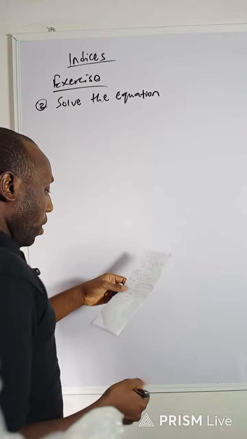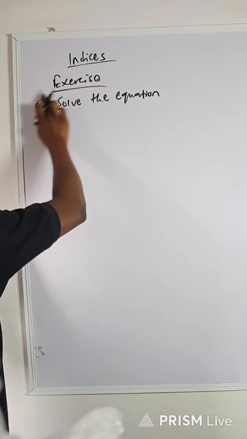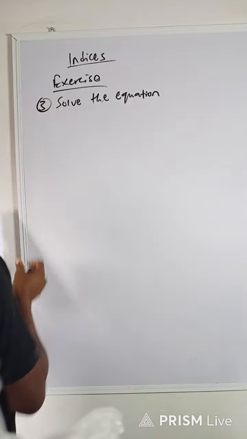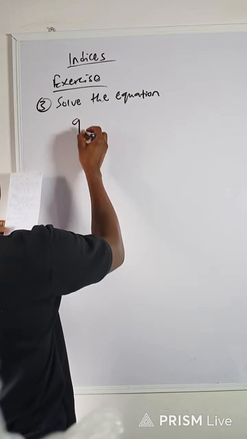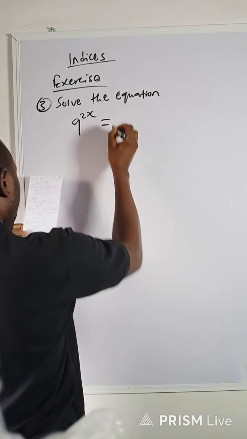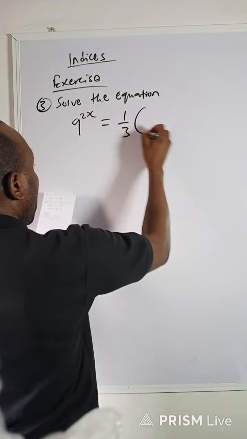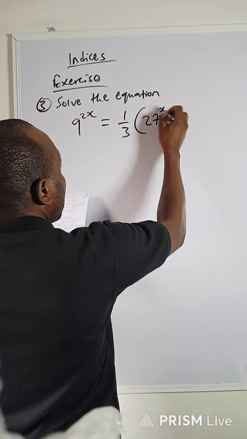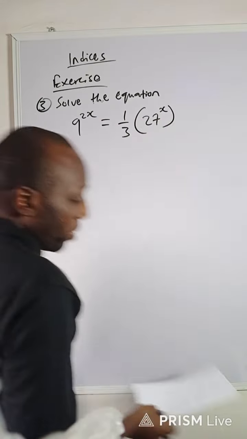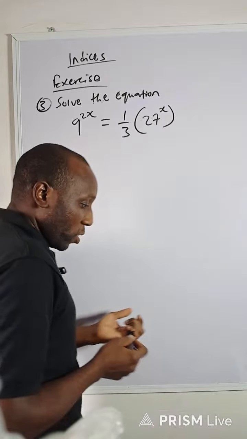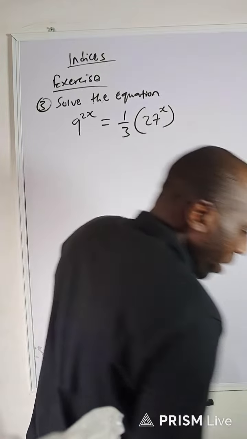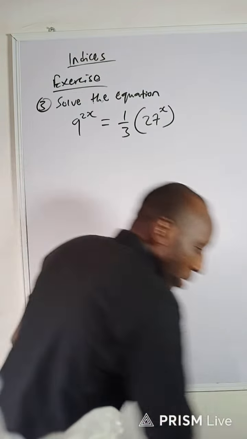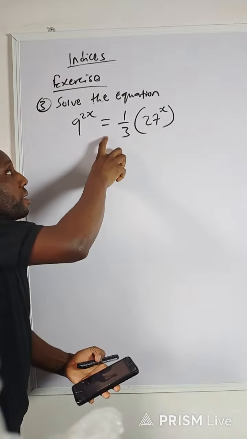Okay. I like this question. Solve the equation 9 to the power of 2x is equal to 1 over 3 bracket 27 raised to the power of x. Everybody, let's do this. After this, we'll go to simultaneous linear equations.